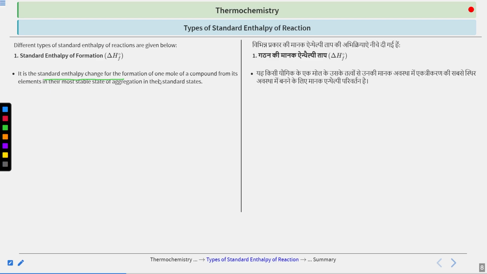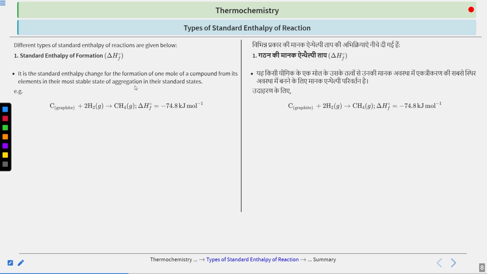The question may be asked in your exam, that out of the given thermochemical equations, which is the standard enthalpy of formation, then you should remember that 1 mole of the compound should be formed at last, and it should be formed from the most stable state or the aggregation in the standard state. We have already studied what the aggregation standard state is earlier. It is the most stable state at 298 Kelvin, 1 atm pressure of the given element for which we are looking. Suppose we are forming methane.